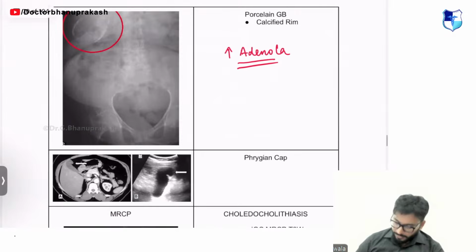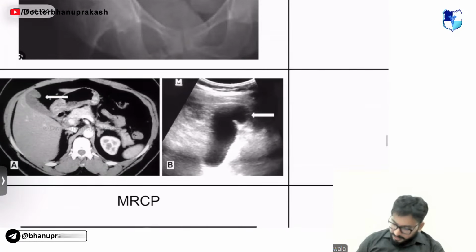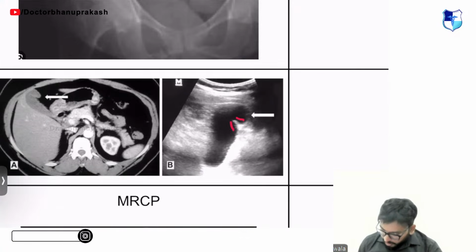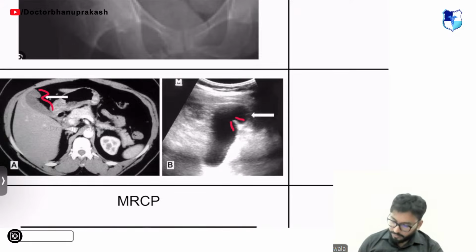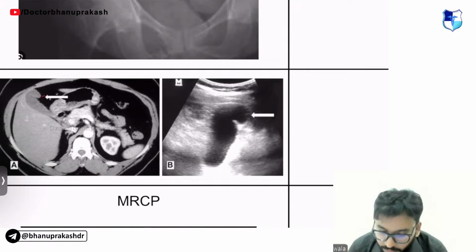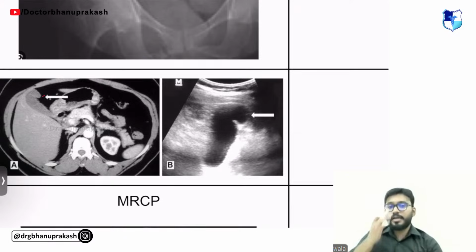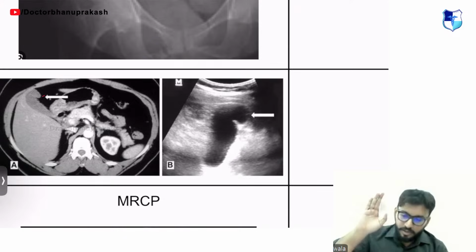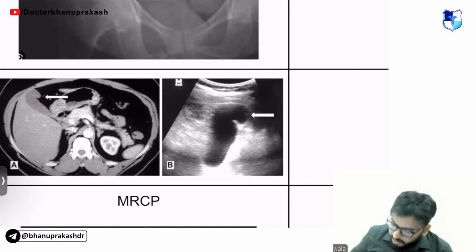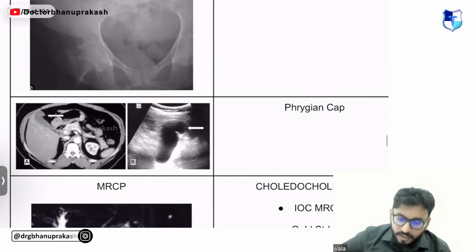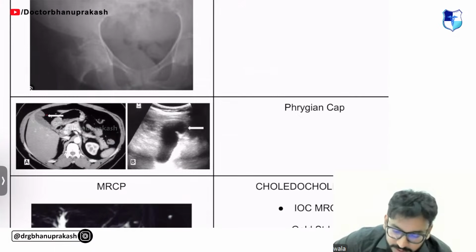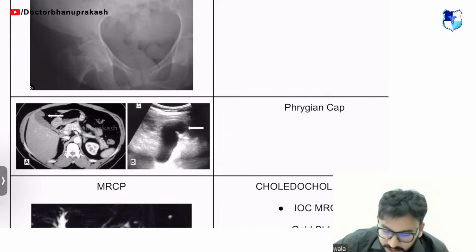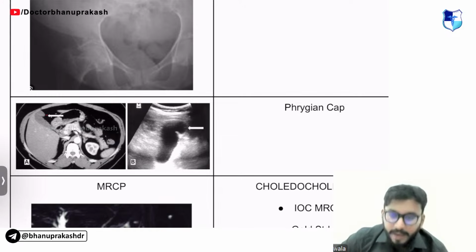Look at this, guys. Can you see one small indentation on the gallbladder? Send a thumbs up. This is a normal variant, guys. This has been asked. This is known as a Phrygian cap. Can you see the Phrygian cap?